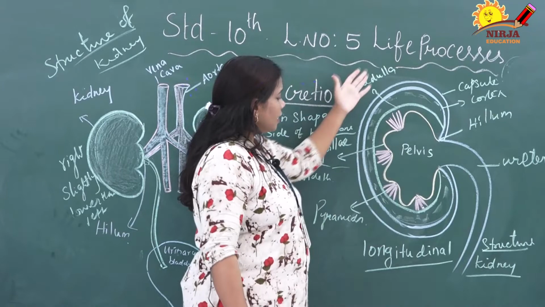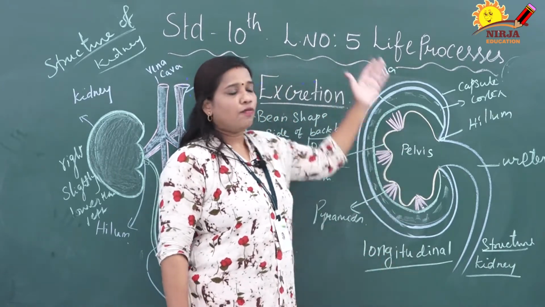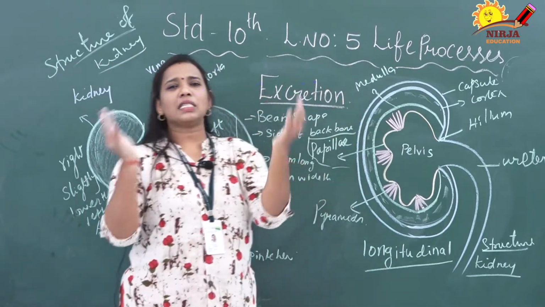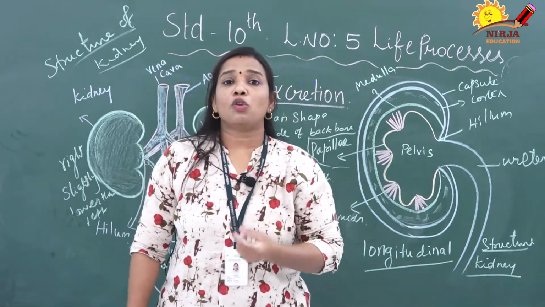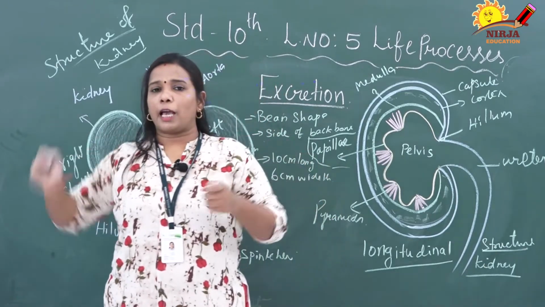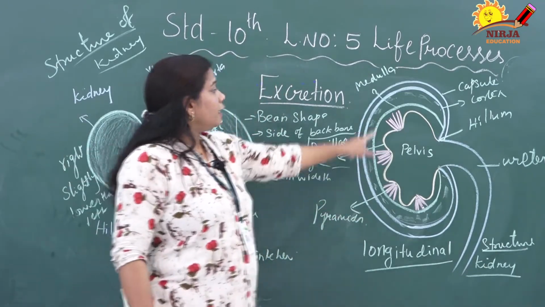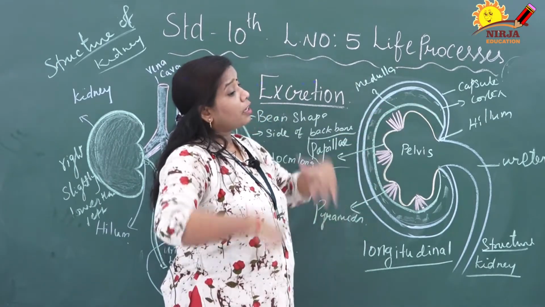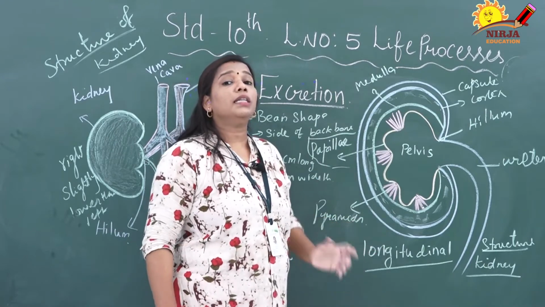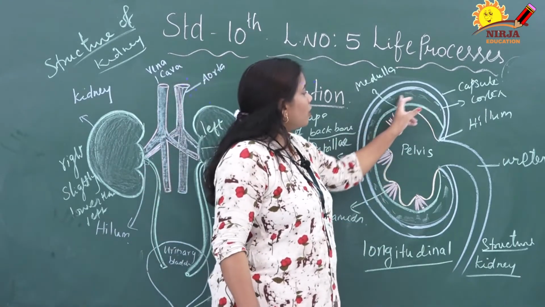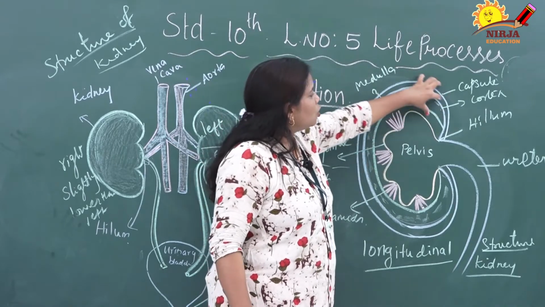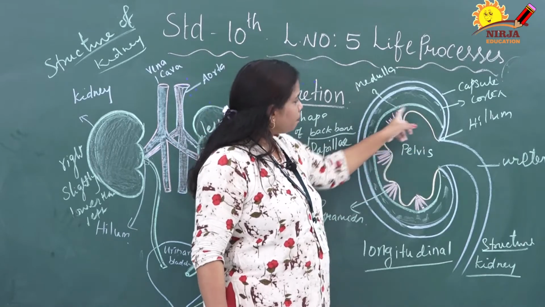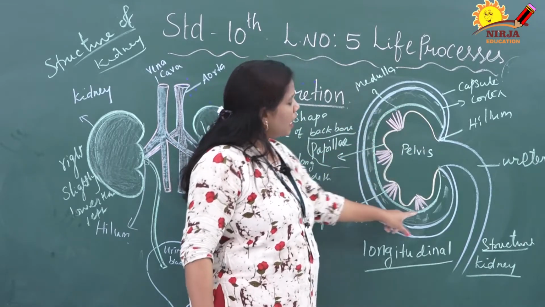Now, here we are seeing the longitudinal section of the kidney. When we cut straight across, we will get this type of structure. The kidney is covered by a membrane. That membrane is called a capsule. When we peel off the capsule, one more layer is present, that is called the cortex. The outer layer is the cortex. Inside the cortex, the dark red inner portion is the medulla.